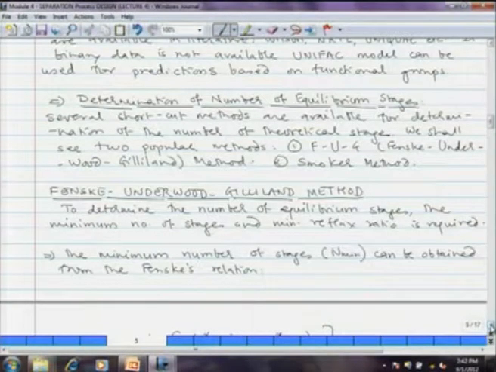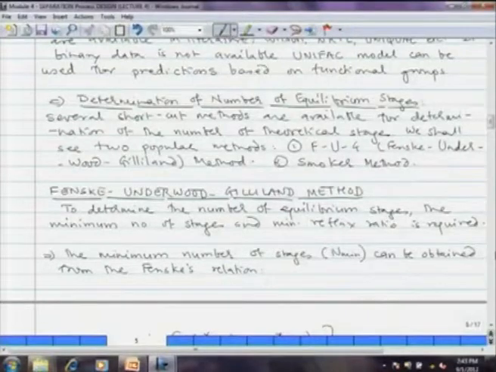Then comes the aspect of determination of the number of equilibrium stages. In the mass transfer course of NPTEL, you have learnt the McCabe-Thiele method or the Ponchon-Savarit method for determination of the theoretical number of equilibrium stages, but this is mostly for binary mixtures. How do we use the same method for multi-component mixtures? Of course, the approach has to be changed. Okay. It has to be more rigorous, and there are several shortcut methods reported in literature for determination of the number of theoretical stages for separation of multi-component mixtures.